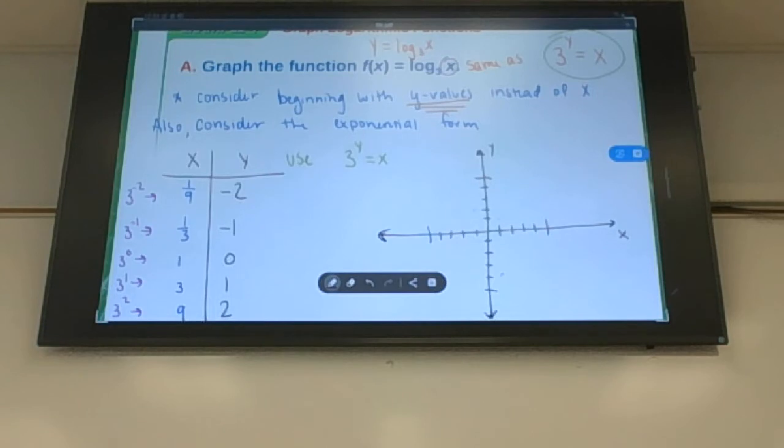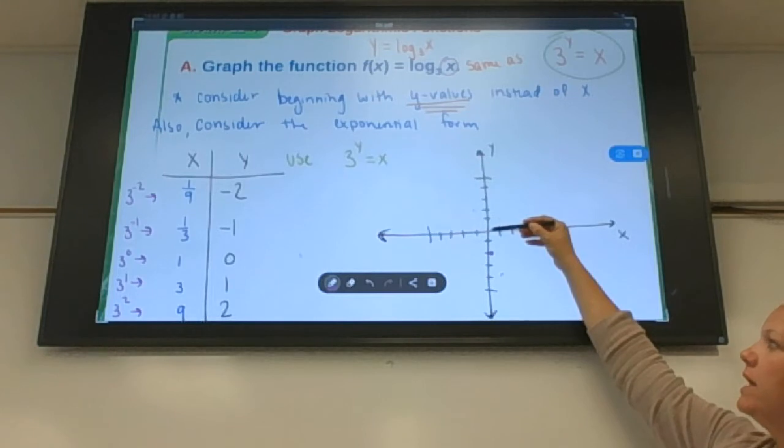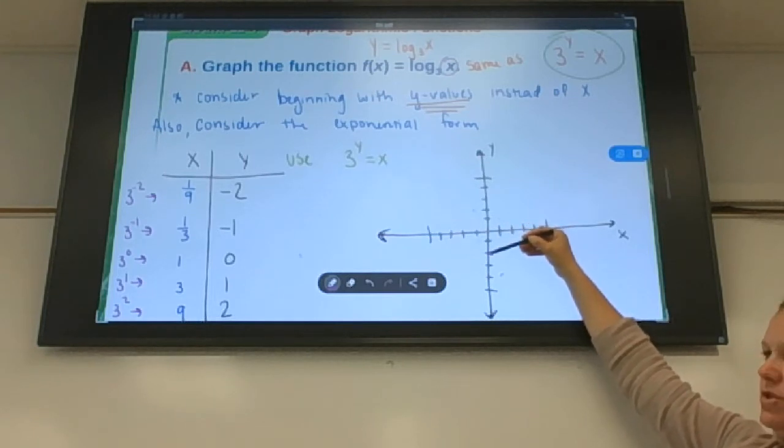All right, so x is 1/9 when y is -2. So here's what that looks like. So here's 1. So 1/9 is like 0.1, and y is -2 is right here.